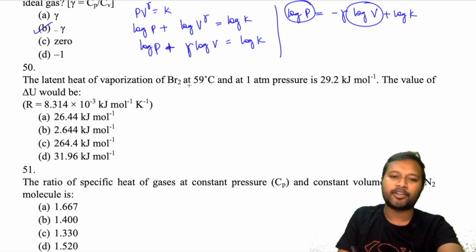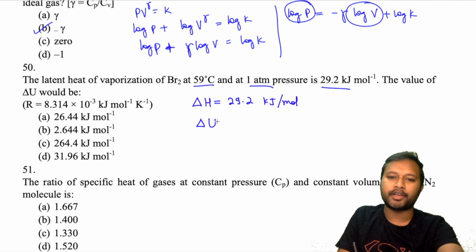It says that the latent heat of vaporization of Br2 at 59 degrees Celsius at 1 atm pressure is 29.2 kilojoules per mole. The value of delta U would be? So this is a pretty simple question. Latent heat of vaporization is given to you. That is your delta H, given as 29.2 kilojoules per mole. You have to calculate delta U. You know the relationship between U and H.